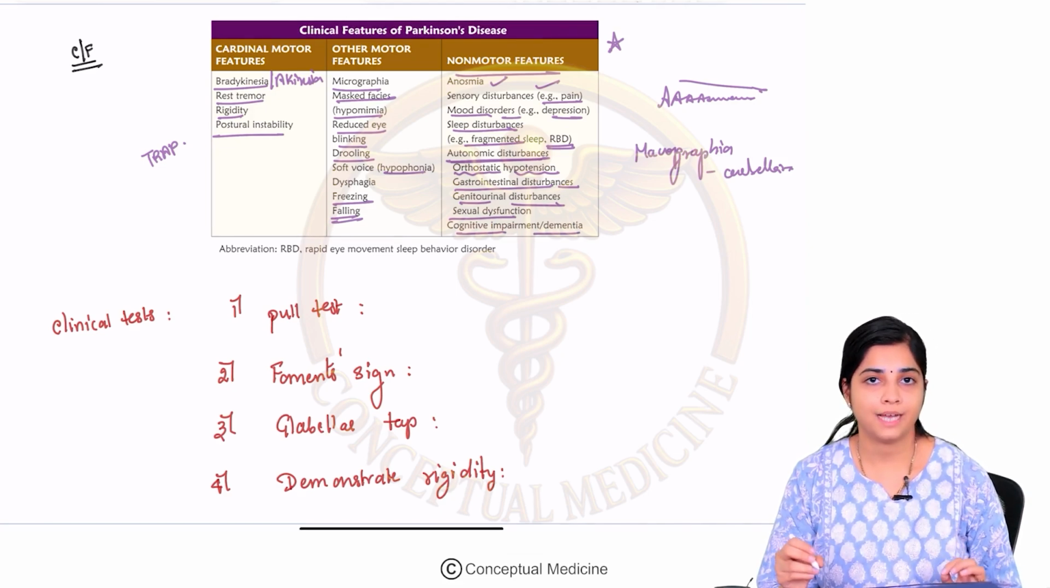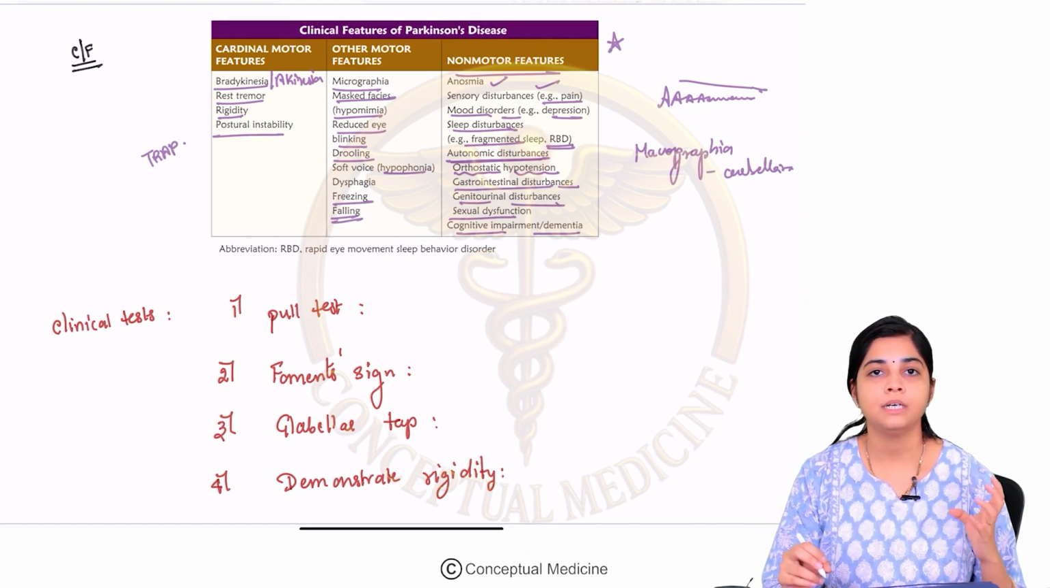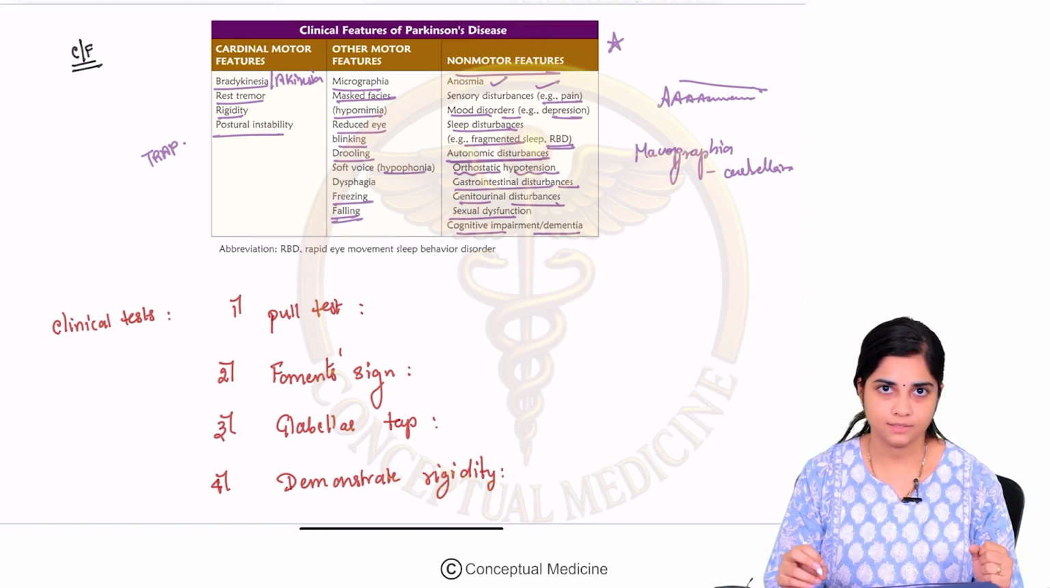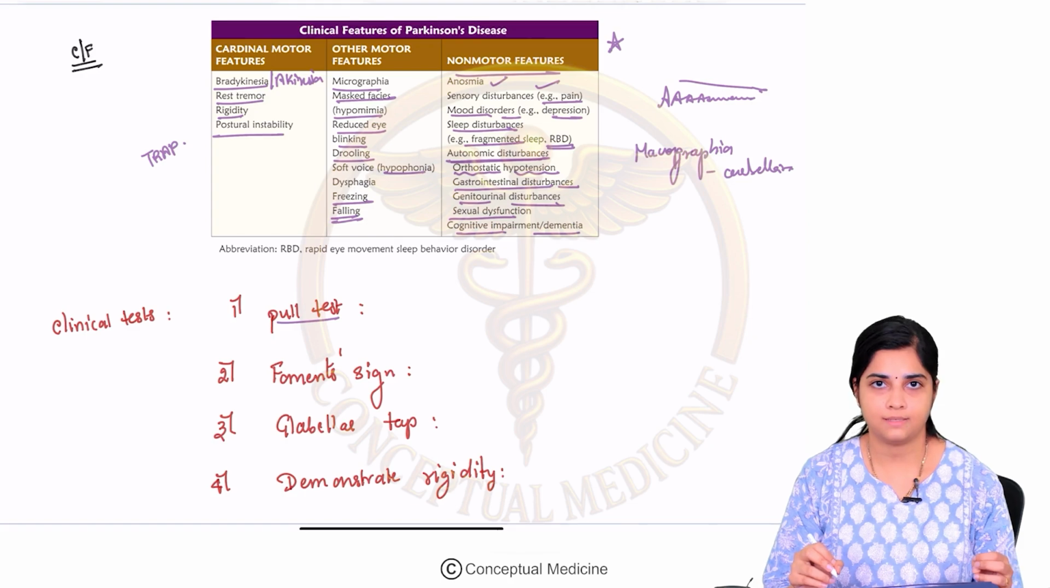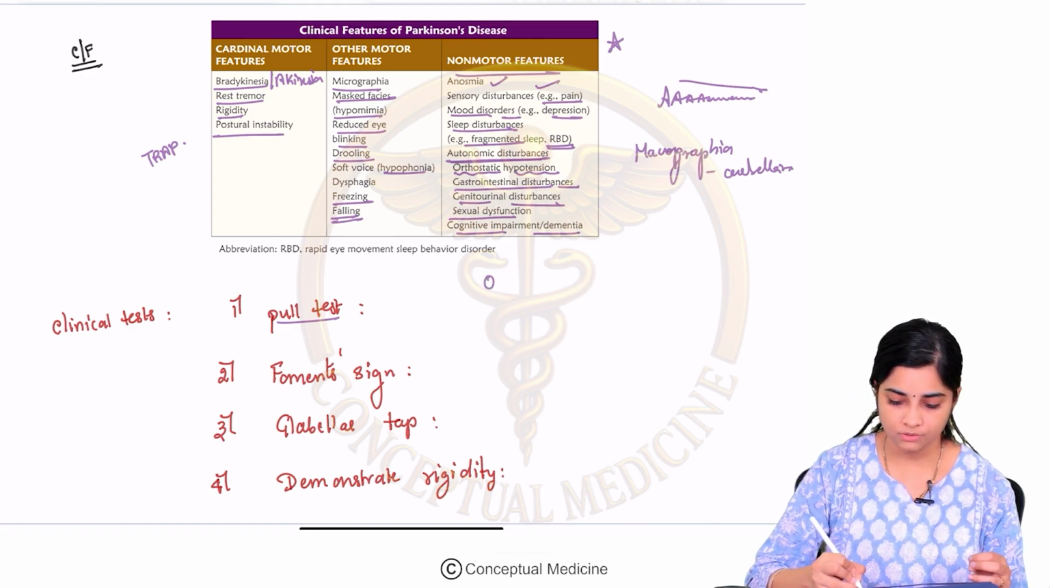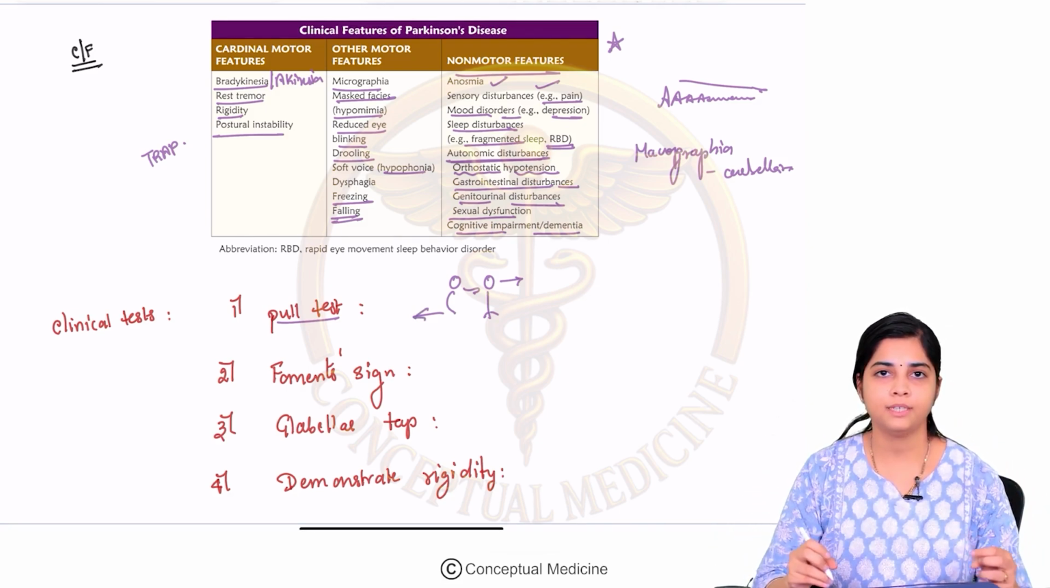Now, whenever you examine a patient with Parkinson's disease, there are certain clinical tests which help you clinch the diagnosis of Parkinson's disease, right? So what are the clinical tests? One is the pull test. So in this pull test, what do you do? This is the patient and he is facing this side, and the doctor is going to suddenly pull him backwards.